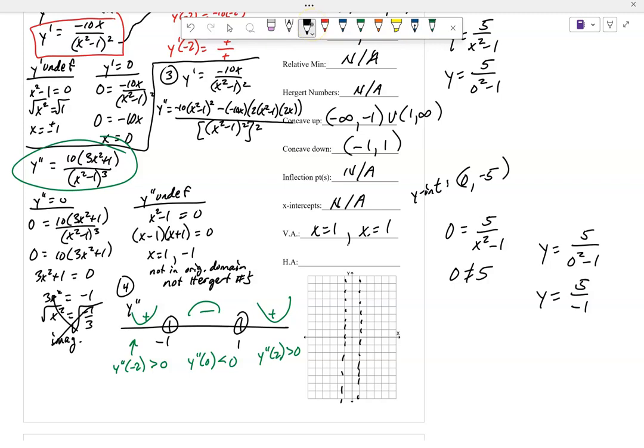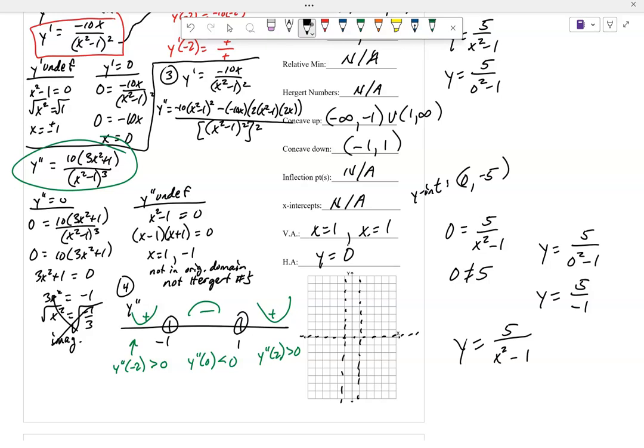Well, the degree of the top is 0. The degree of the bottom is 2, x squared minus 1. So remember, for pre-calc, when the degree of the top is less than the bottom, you would automatically have horizontal asymptote y equals 0. Or you can run that limit as x goes to infinity, and you'll also see you have horizontal asymptote y equals 0.